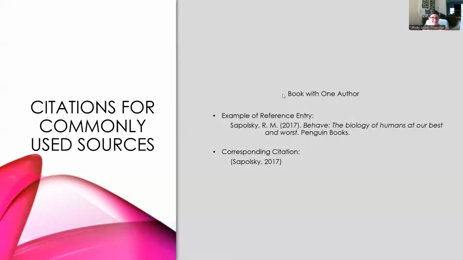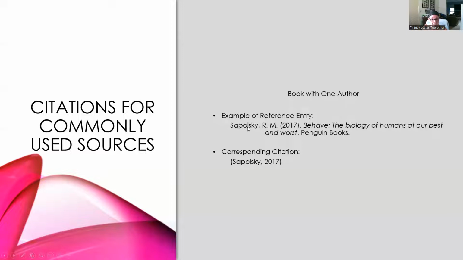Let's try. Okay, book with one author. Here's the reference entry, right? And these are all the same examples that were taken from the reference entries lesson. If you go back to that PowerPoint, my example for a book with one author was this book, right? We learned how to create the reference entry for this book. Now that we have the reference entry, we know how to create the citation.